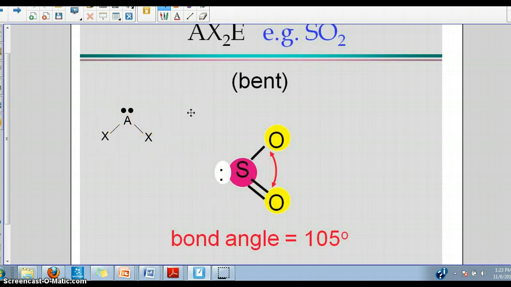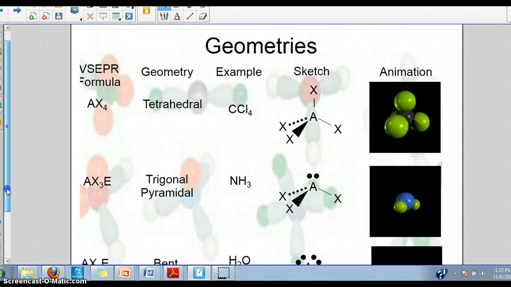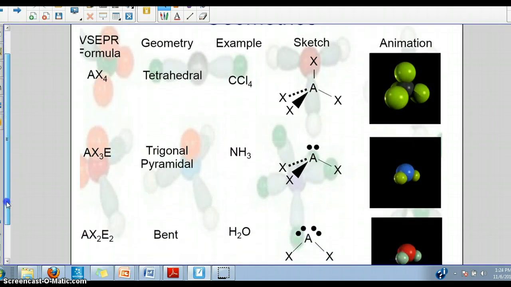Okay, so this is a configuration called bent, but understand that bent is the molecular geometry, and the electron geometry is still AX3, the trigonal planar. All right, the next set is the AX4 family. All right, AX4 is the electron geometry, and if you have no lone pairs on the central, it'll also be your molecular geometry, like in the example of CCl4. Okay, this is called tetrahedral.